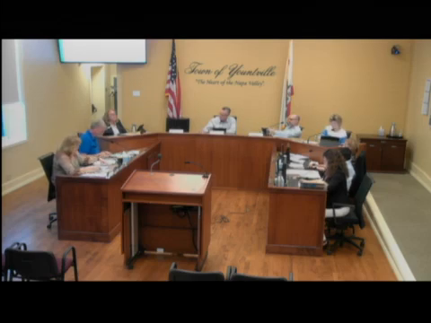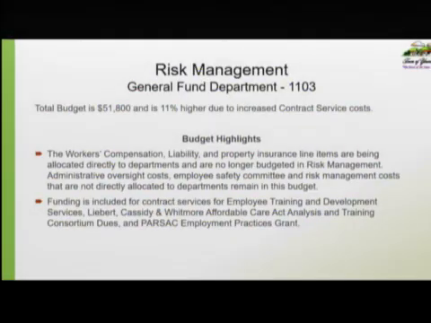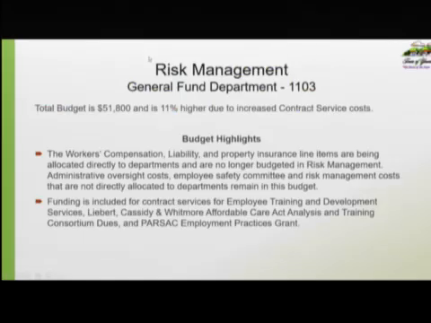There are not a lot of changes to this as well, but the highlight that I would point out is that the workers' compensation, liability, and property insurance items are now being allocated directly to the departments and are no longer budgeted within the risk management budget. So that is a change that will reduce the amount. We're still including funding for all of our training and development risk management. We work with Liebert Cassidy Whitmore for any sort of employee relation issues. If there are any questions, I'm happy to answer.